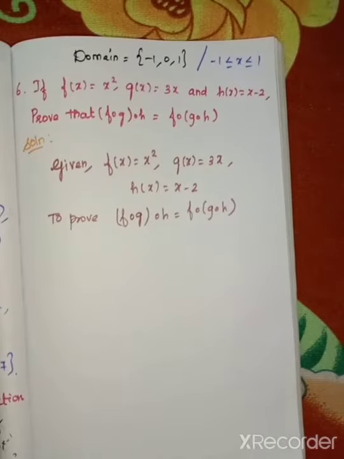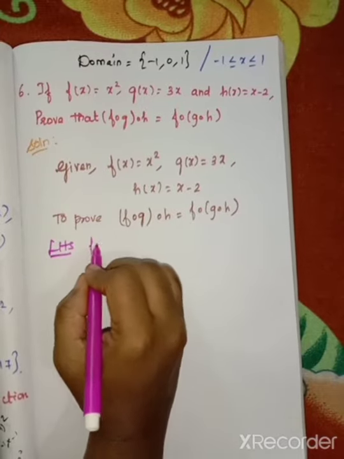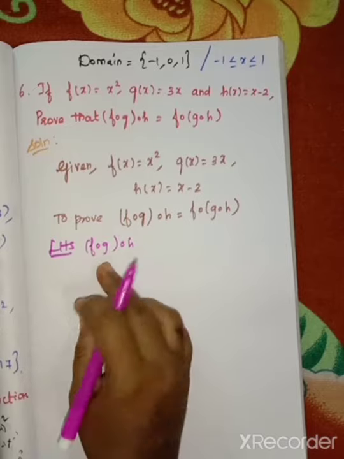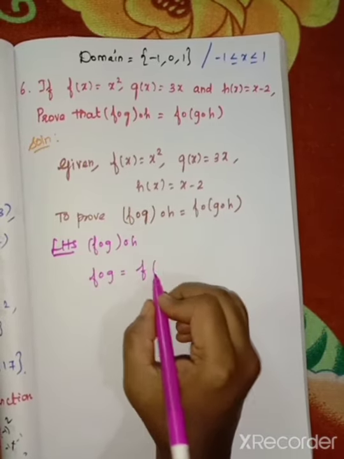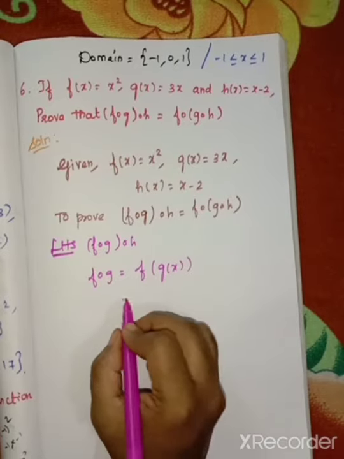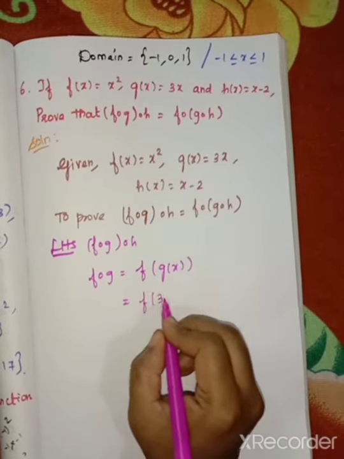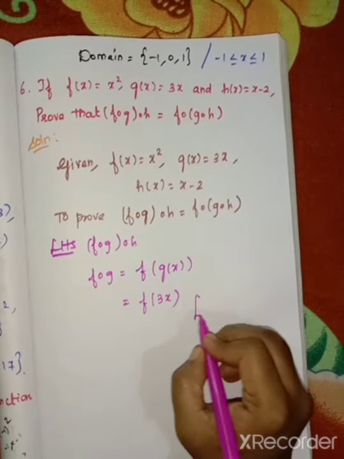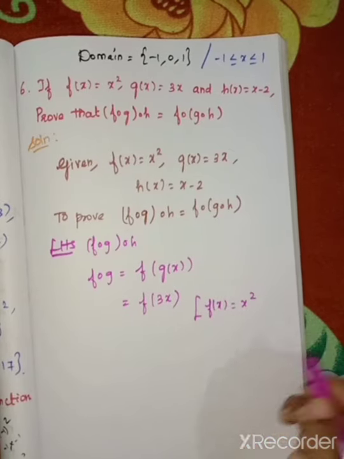So here we have taken the left hand side, that is f of g of h. So first of all solve the bracket. Here we have the f of g, so we can write it as f of g of x. In place of g of x, here we have 3x. So f of 3x. So again we have the function f. Already in the question f of x is given. So f of x equal to x squared.